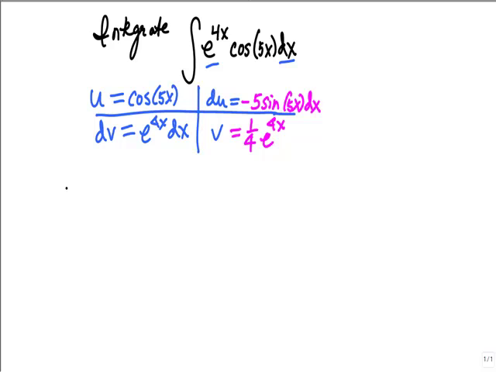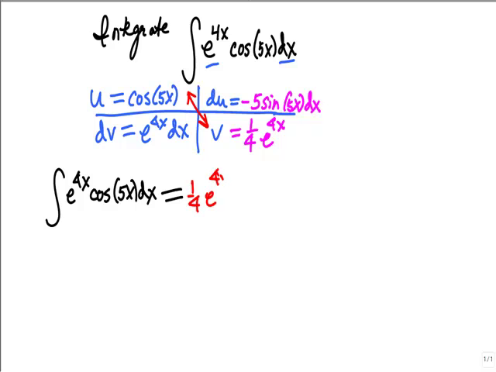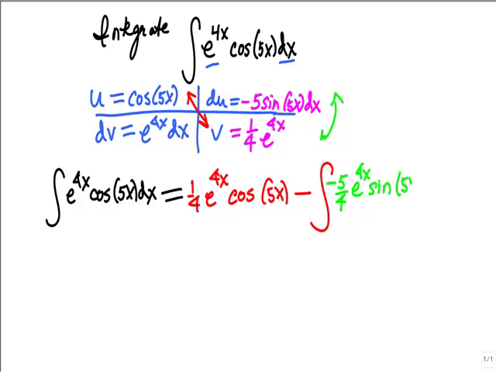So I'm going to rewrite this. I'm going to say e to the 4x cosine 5x dx equals uv. So it's going to be 1/4 e to the 4x times the cosine of 5x minus the integral of v du. So I get negative 5 times 1/4, so it's negative 5/4 e to the 4x sine 5x dx.